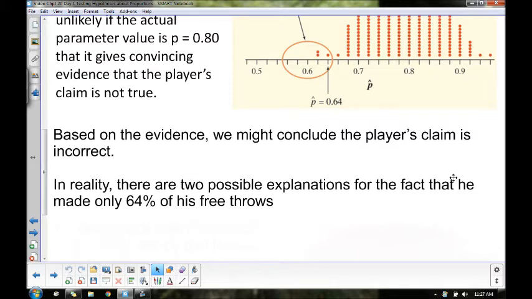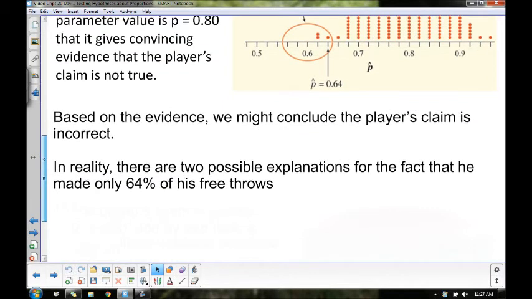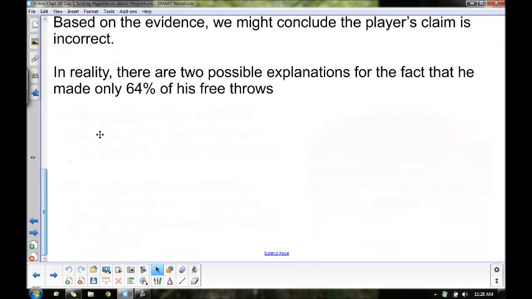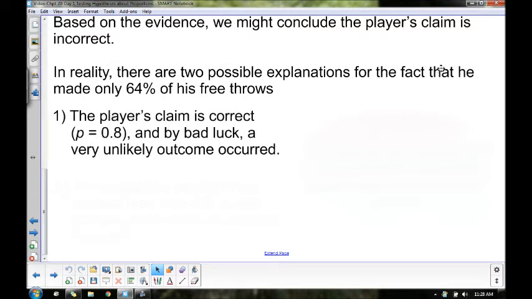Based on the evidence, we might conclude that the player's claim is incorrect, because in reality, there are only 2 possible explanations for why he would have only made 64% of his free throws if his true proportion is 80%. What could happen is he's actually telling the truth, but he was just having a really, really bad day, very bad luck, and something that we didn't expect to happen actually did.